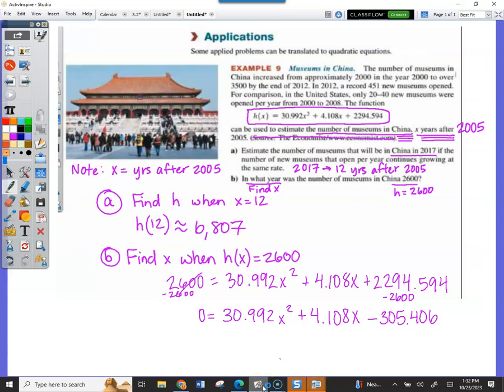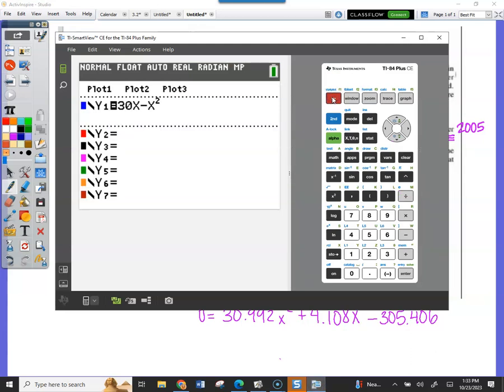Go to y equals, type it in. Then we've got to find it. Because if you just do Zoom standard, odds are you're not going to see it. These are some really big numbers, right? Well, we're not asking a certain value. We're seeing where it crosses the x-axis. So we're going to have to go to the graph. So go to y equals, let me type it in, 30.992. Just watch.